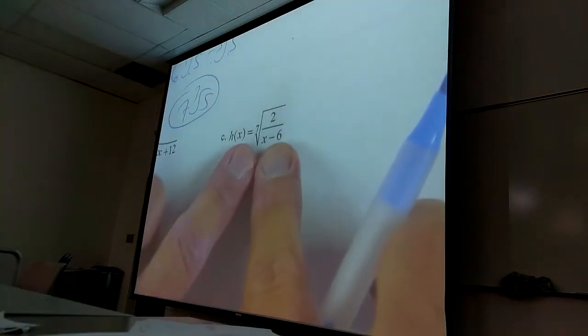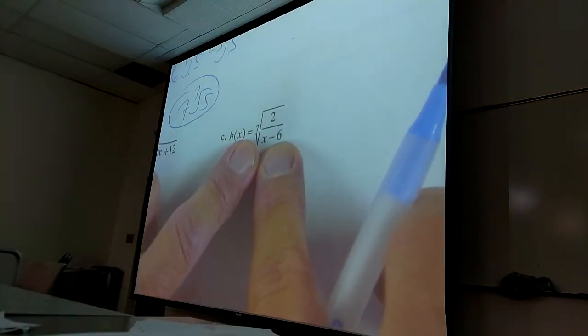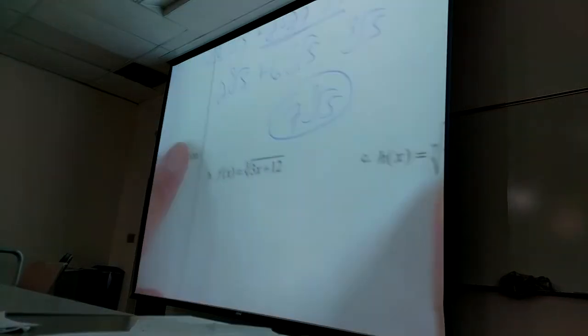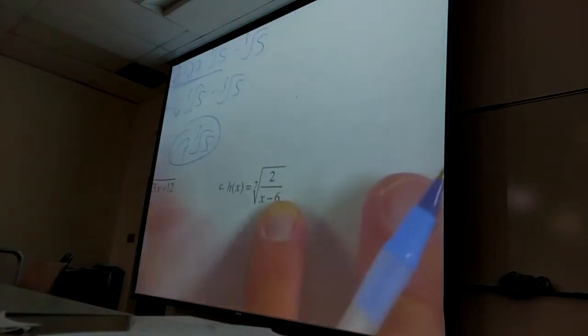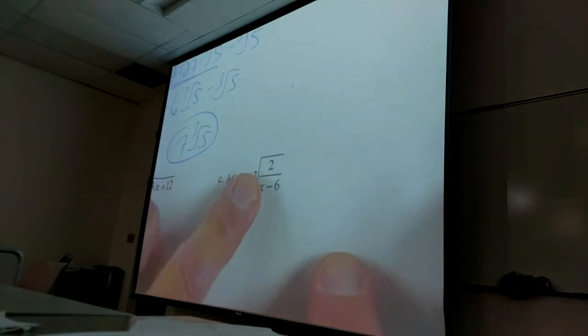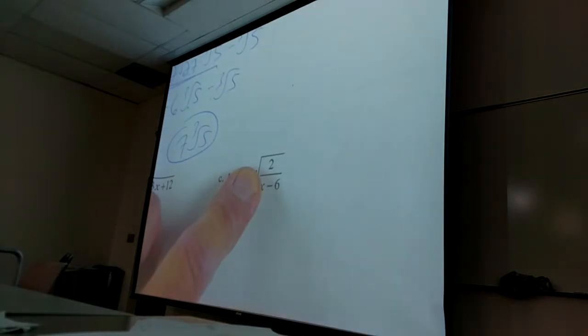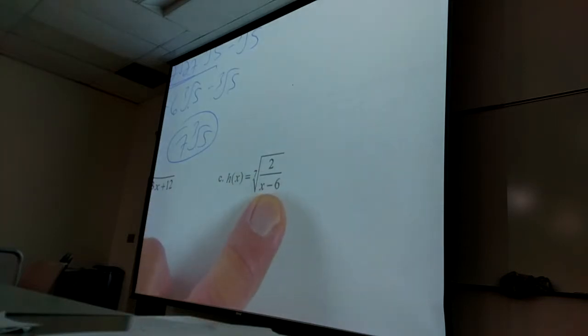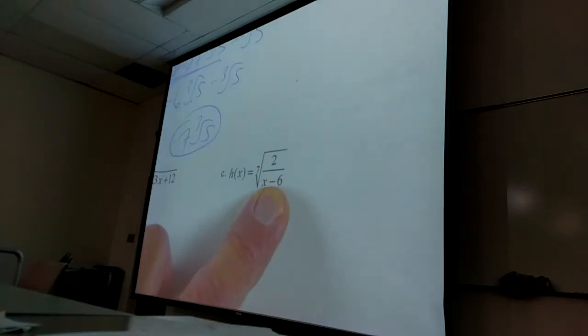I love this problem here. This question is find a domain, right? Does the root have a problem somewhere? It's an odd root. No problem. Does that mean it's all real numbers? No. Because where does the inside function have a problem?